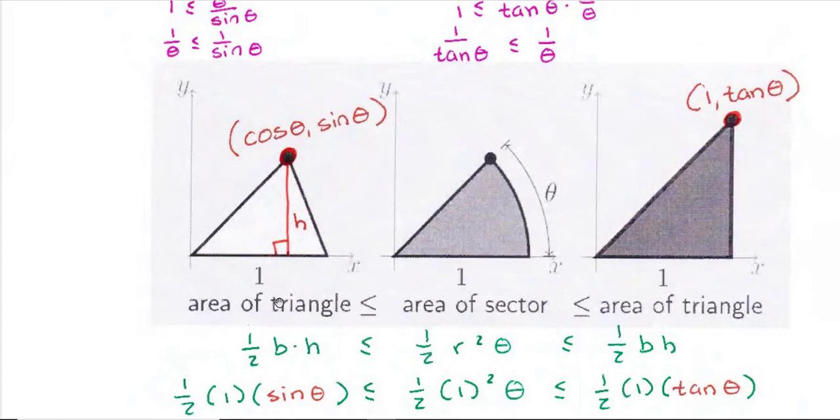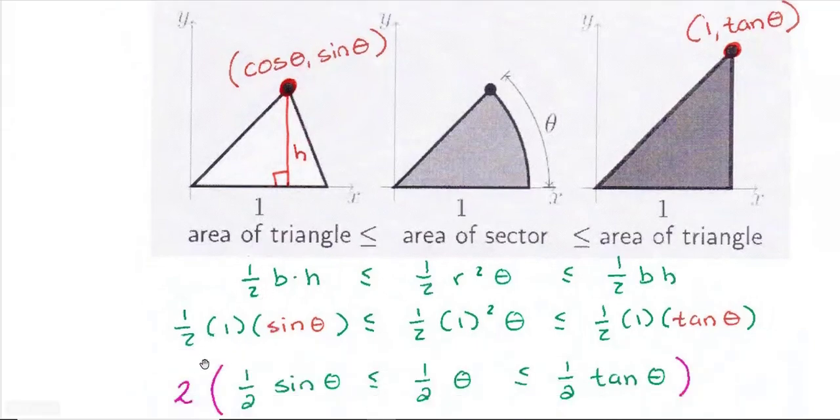So the area of this triangle is less than or equal to the area of the sector, which is less than or equal to the area of this triangle. The area of a triangle is 1/2 the base times the height, and the area of a sector is 1/2 the radius squared times the central angle. The height of this triangle is going to be sine, and the base, since it's a wider triangle, is still 1 here. This sector is going to be 1/2 the radius, which is 1, squared times theta, and this triangle is 1/2 the base, which is 1, times the height, which is tangent of theta.